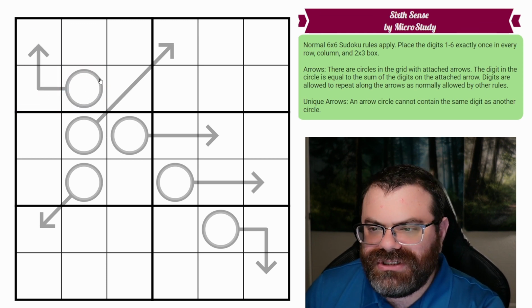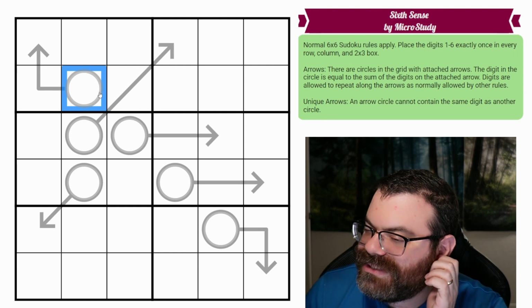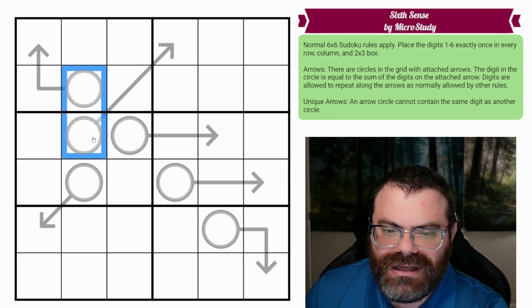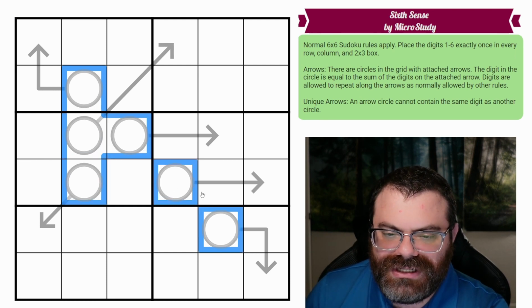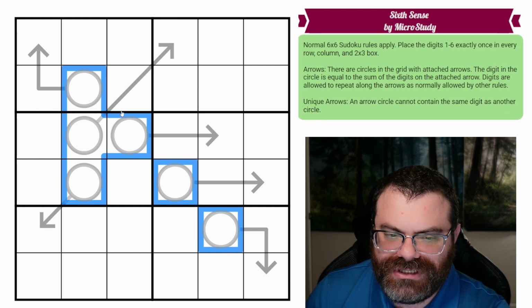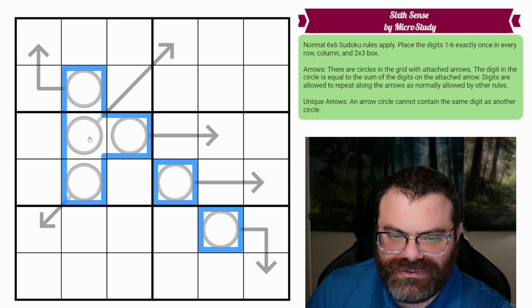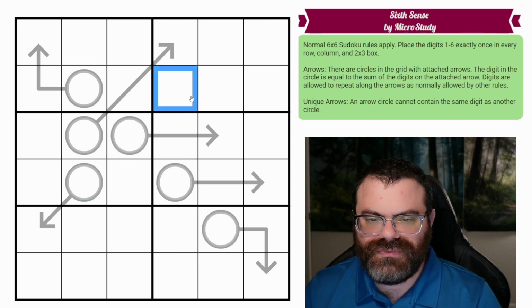All right. Additionally, we have unique arrows. So an arrow circle must not contain the same digit as another circle. So I'm guessing there's 6 circles in the grid. Yeah. So basically, we have an extra region here. The digits 1 to 6 will appear exactly once in the arrow circles. All right. So those are the rules.